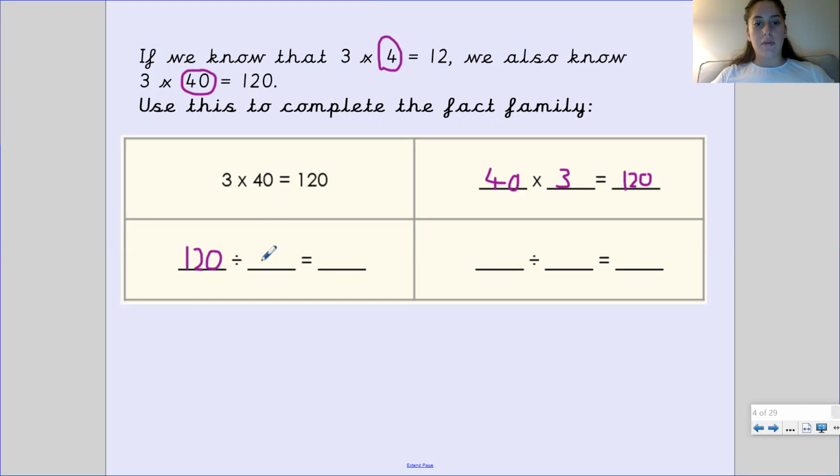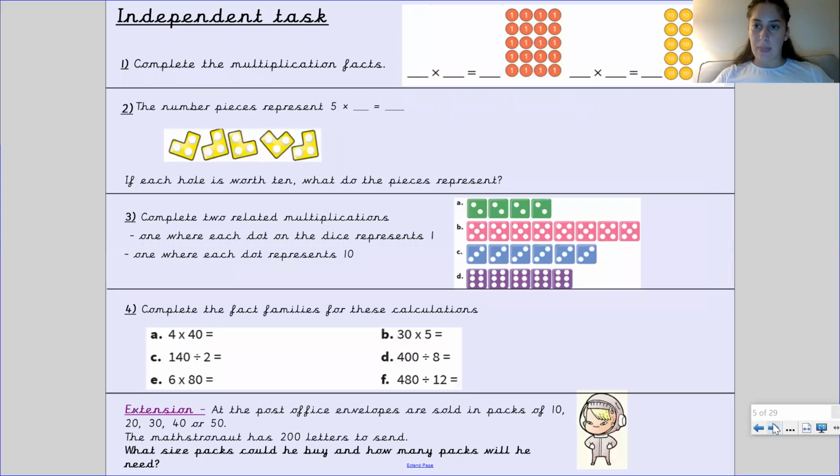120 divided by 40 equals 3. And another division number sentence, again starting with the largest number: 120 divided by 3 this time equals 40. Okay, so now I've got my fact family, my 2 multiplication number sentences and my 2 division number sentences.